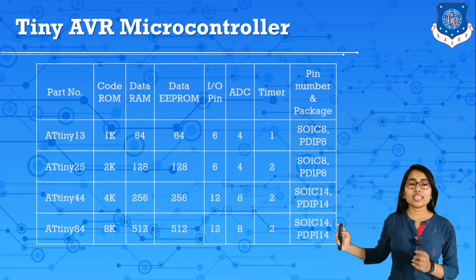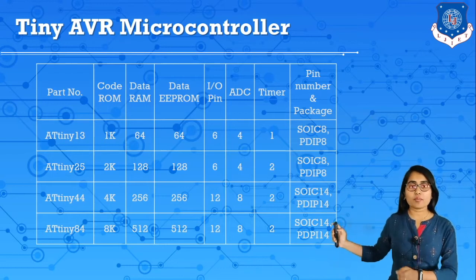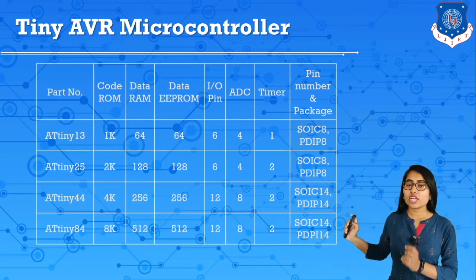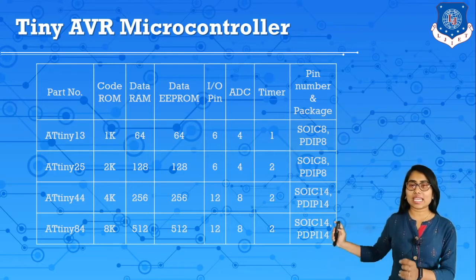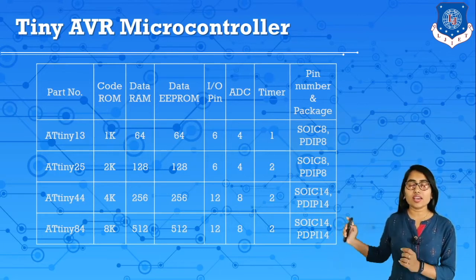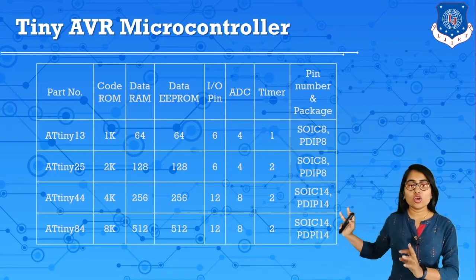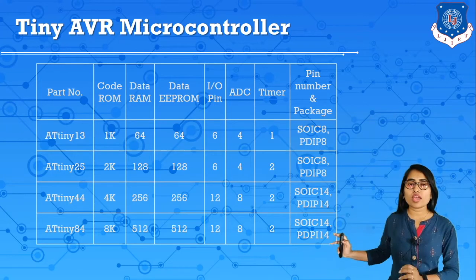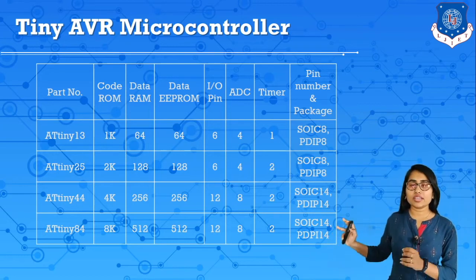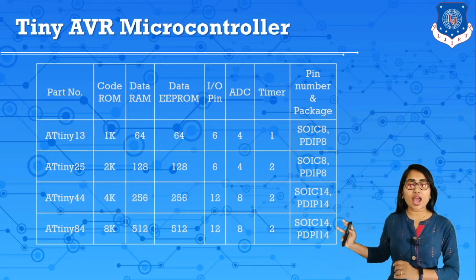Then next, ATtiny44, 4K ROM, 256 RAM, EEPROM of 256, 12 input output pins, 8-bit ADC, 2 timers, and is available in a SOIC14 PDIP14 package. Then next, ATtiny84, 8K ROM, 512 RAM, 512 EEPROM, total 12 input output pins, 8-bit ADC, 2 timers, and SOIC14 PDIP14 package. So this is the Tiny AVR microcontroller.